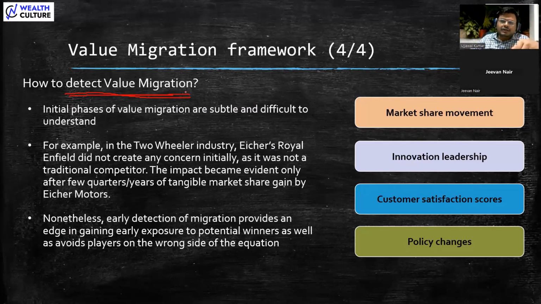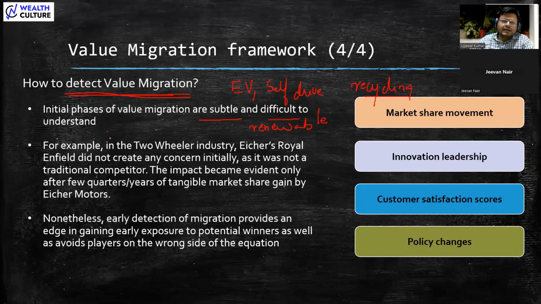So let's say if you are able to identify good opportunities in the electric vehicle side or the self-drive car side, or even in renewables, or for that matter recycling. These are emerging areas. Can we look at businesses which are at the early stage of value migration? Now, typically these are very subtle and difficult to understand.